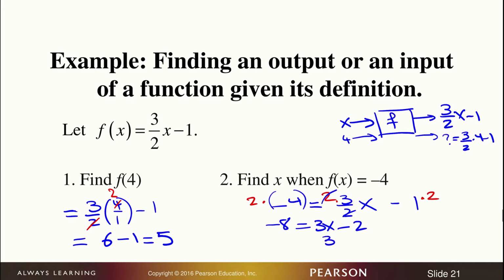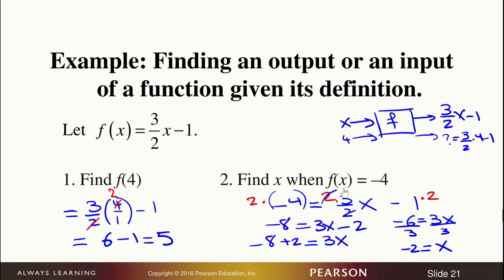So now we're going to go ahead and move the -2 to the other side, so it becomes +2. So we get -6 equals 3x. Now simply divide both sides by 3, and we end up with x equals -2.